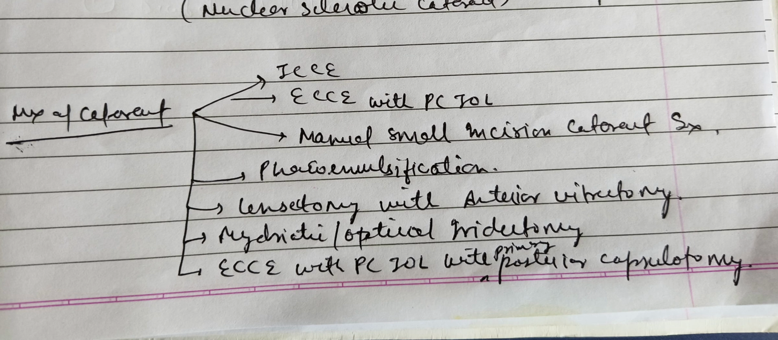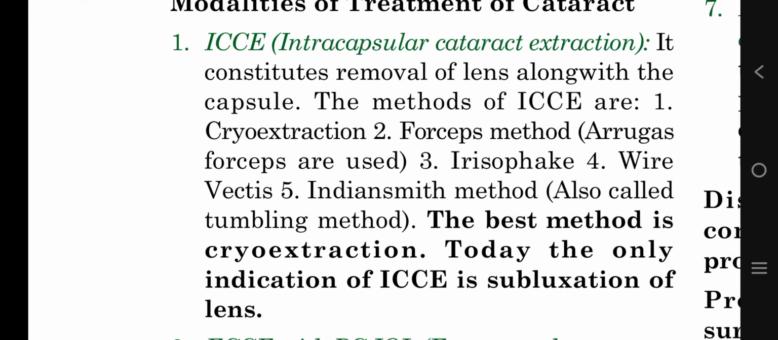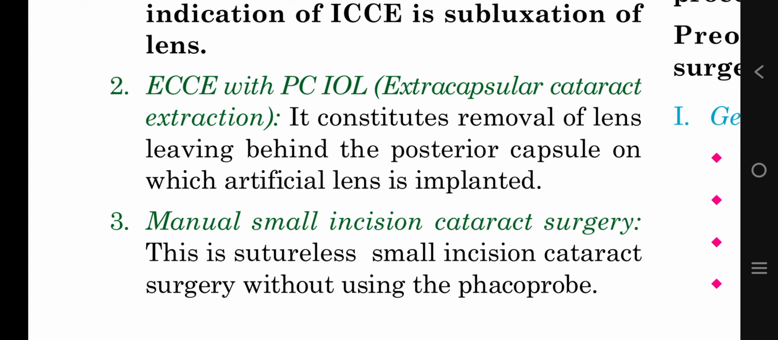cryoextraction, the forceps method, isofake, the wire vectis, and the Indian smith method, also called the tumbling method. The most used method is cryoextraction, in which a cold environment is created around the lens and we try to extract it. Today, the only indication of ICCE is subluxation of the lens. So next we'll see ECCE with PCIOL. ECCE means extracapsular cataract extraction, PC means posterior capsule, IOL means intraocular lens. In this we remove the lens, leaving the posterior capsule, on which an artificial lens is implanted.